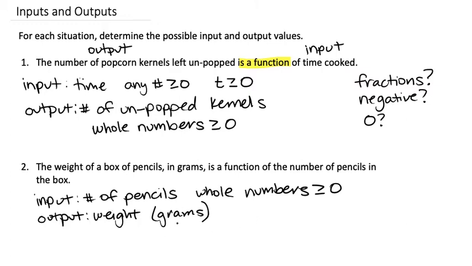Now for weight in grams, I could have a fraction or a decimal for weight. Something could weigh, for example, 20.3 grams. It would not make sense to have a negative weight, and it also wouldn't make sense to have a weight of 0. If a pencil box had a weight of 0, then it wouldn't exist. Everything has at least some weight. So for the weight, that could be any number greater than 0. I'm not saying greater than or equal to here because it could not be 0. So I don't have the line underneath the greater than symbol. But any number greater than 0.